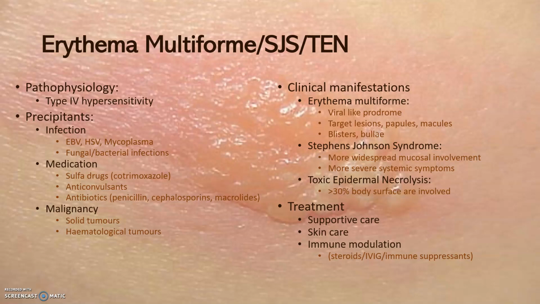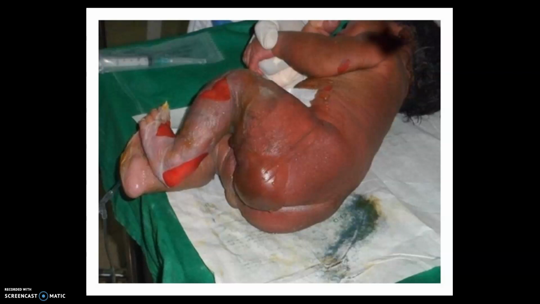Remember, these patients would have lost a lot of fluid, are at risk of infection, and also would have things like electrolyte imbalance because of the fluid loss. Skin care is important, much as you would care for the skin of somebody with severe burns. And then there's a place for immune modulation, particularly the use of intravenous immunoglobulin, but also steroids and some immunosuppressants such as azathioprine or cyclophosphamide have been used.